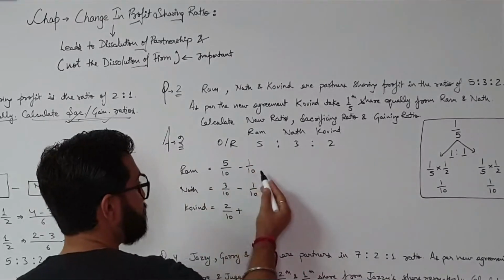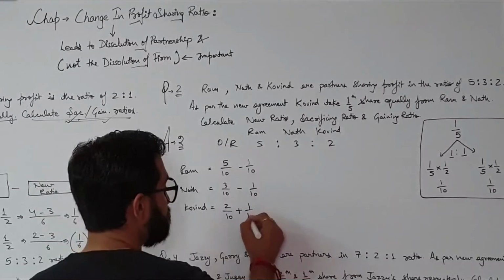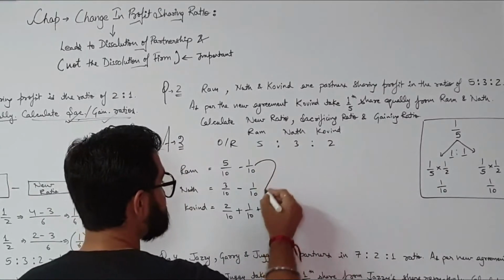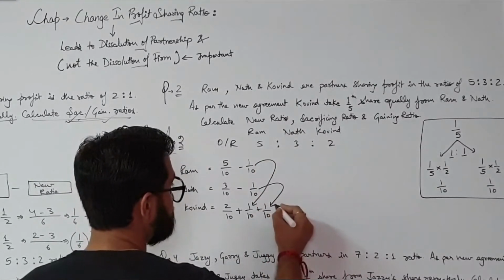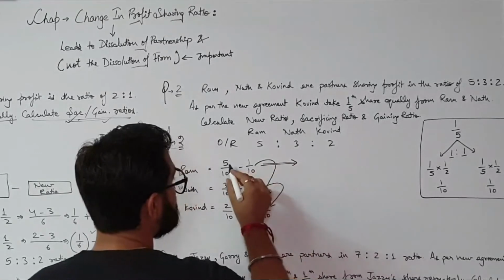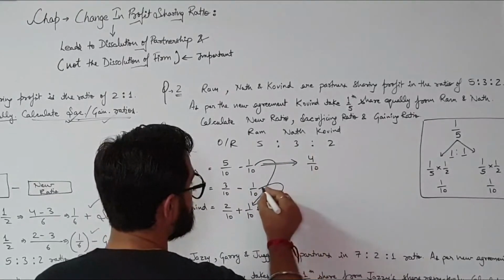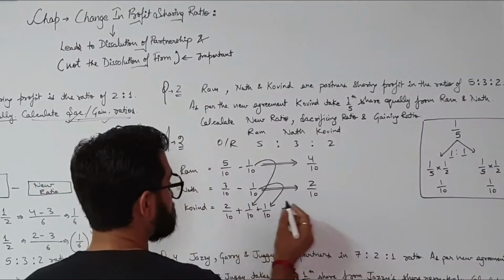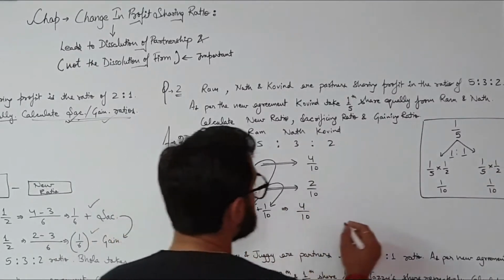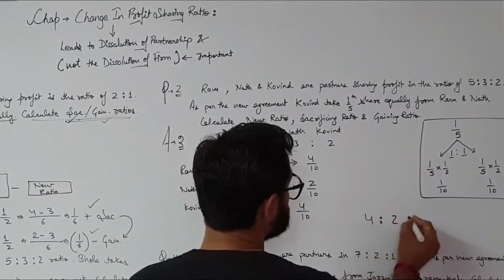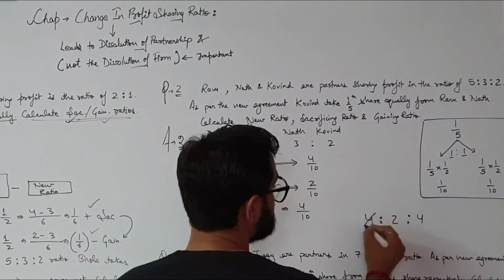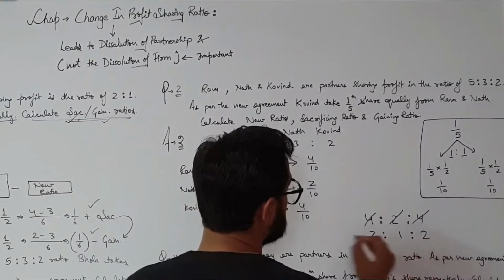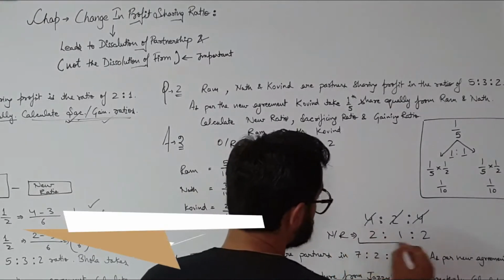Therefore, what is sacrificed by Ram will be given to Govind. What is sacrificed by Nath will be given to Govind. Now what is the answer? 5 minus 1 is 4/10. 3 minus 1 is 2/10. And 2 plus 1 plus 1 is 4/10. So the new ratio is 4:2:4, which can be further divided by 2. So the new ratio is 2:1:2.